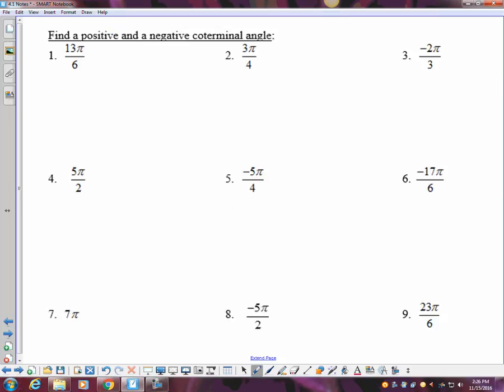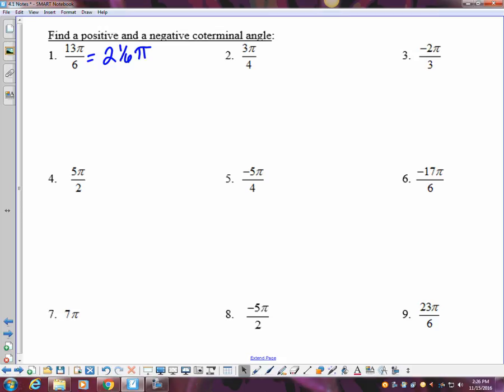Okay, this is the bulk of what this lesson is, this finding coterminal angles. So if I have 13 pi over 6, I want a positive and a negative coterminal angle. So I'm giving you 13 pi over 6, which is 2 1/6 pi. That's the angle I'm giving you. You can't give me back that angle. You have to give me one positive and one negative coterminal angle with that one.